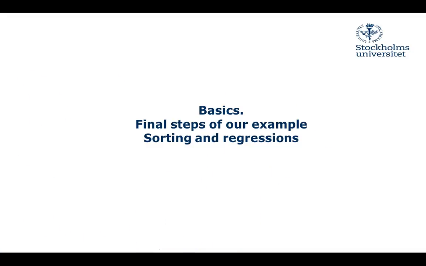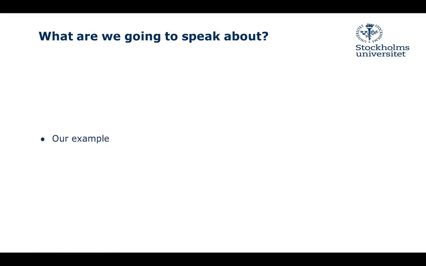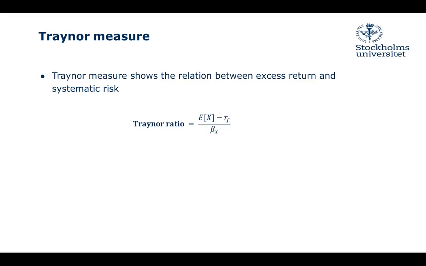Today we continue our basics and we're doing the final steps of our example. We're going to do sorting and regressions today. So what we're going to speak about, of course, is our example, and then we're going to do the final touches. I will speak about built-in versus DIY, do-it-yourself functions, and especially about loops, and I will speak about when you need to use the built-in functionality, or when it may even be better to write it by yourself. So now we're going to take a look at the Treynor measure.